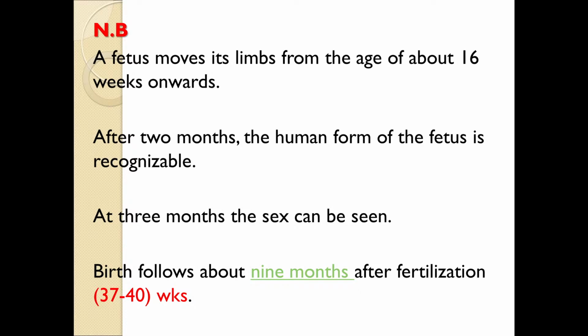After 2 months, the human formation, or the human shape, starts to be recognizable. What they are saying is that the fertilized egg starts now to shape or look like a human being within that time period. At 3 months, they are saying that if the female should do an ultrasound, then the sex or the gender can be identified. That is, if it is a male or a female.